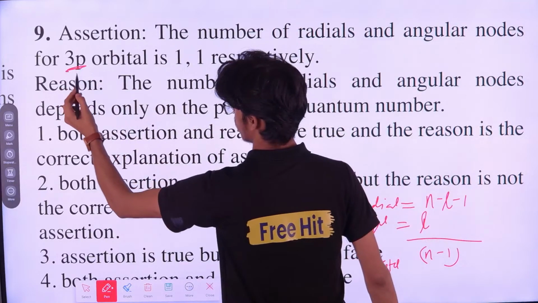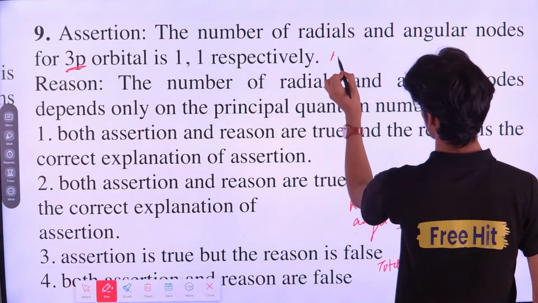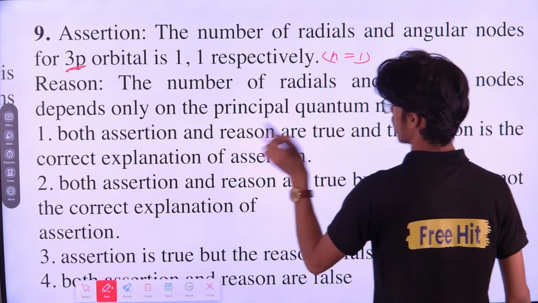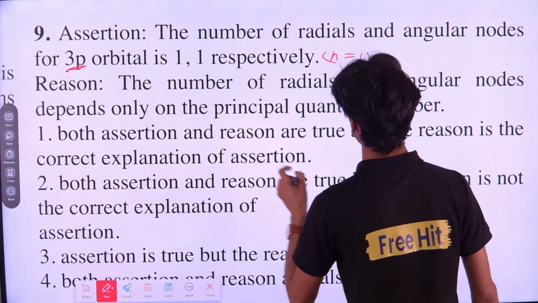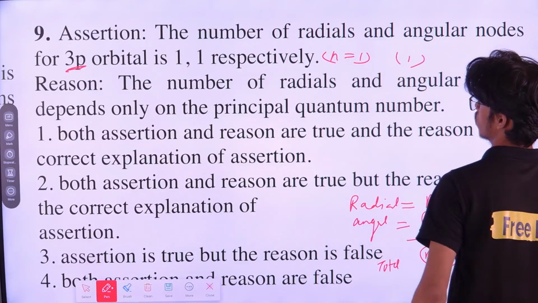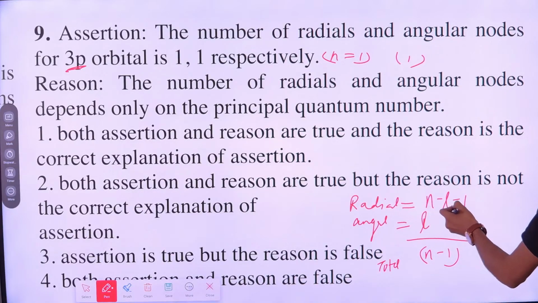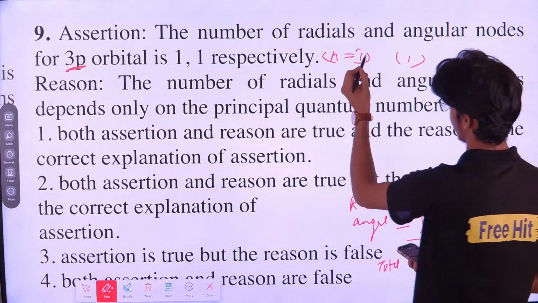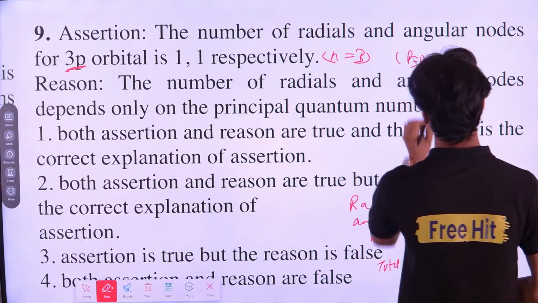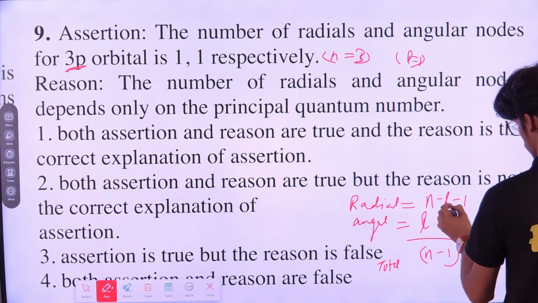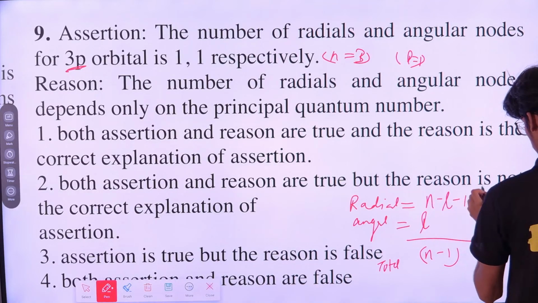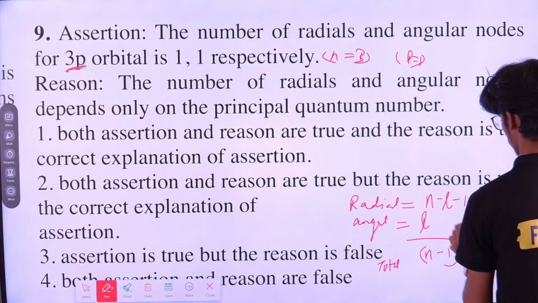For 3p, n is equal to 3 and p means L is equal to 1. It is asking for the number of radial and angular nodes. So n is equal to 3 and L is equal to 1. Now, 3 minus 1 is 2, minus 1 is 1 radial node, and angular nodes L is equal to 1.